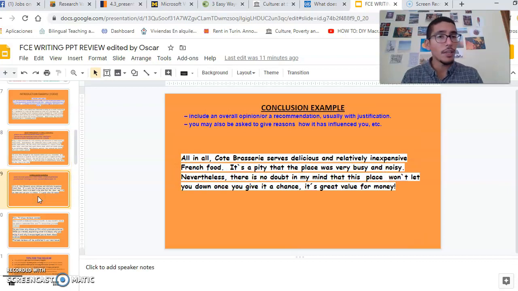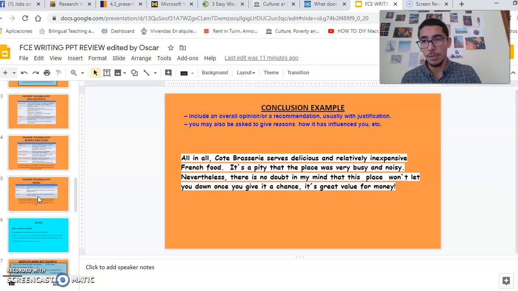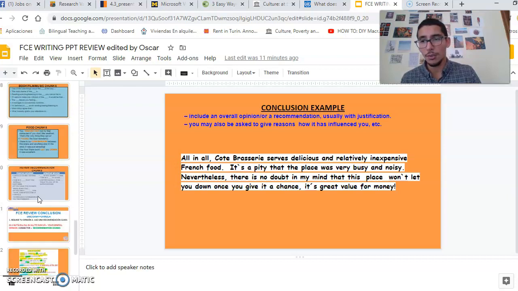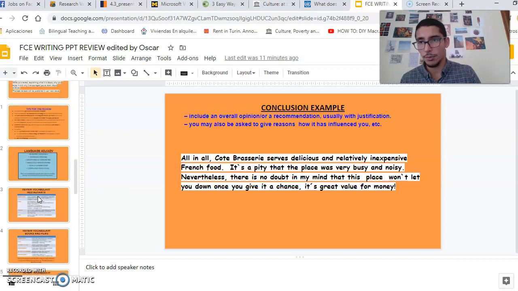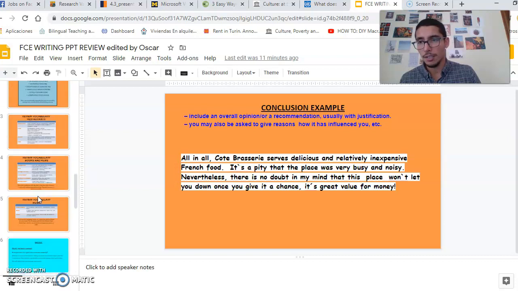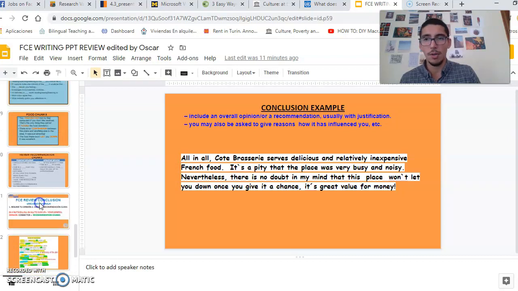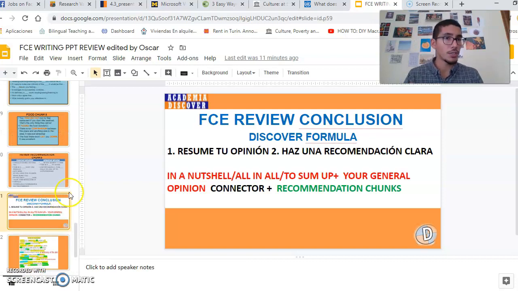Now, in the conclusion, we want to go with an overall opinion and a recommendation. You may also be asked to give reasons how it has influenced you. So there is a structure, just so you keep looking at the bottom, of how you do a conclusion, which I will include. Did I jump that already? Yeah, it's right here in the bottom. So you guys have the structure of the conclusion: in a nutshell, all in all, to sum up, your general opinion, connector, and a recommendation chunk.